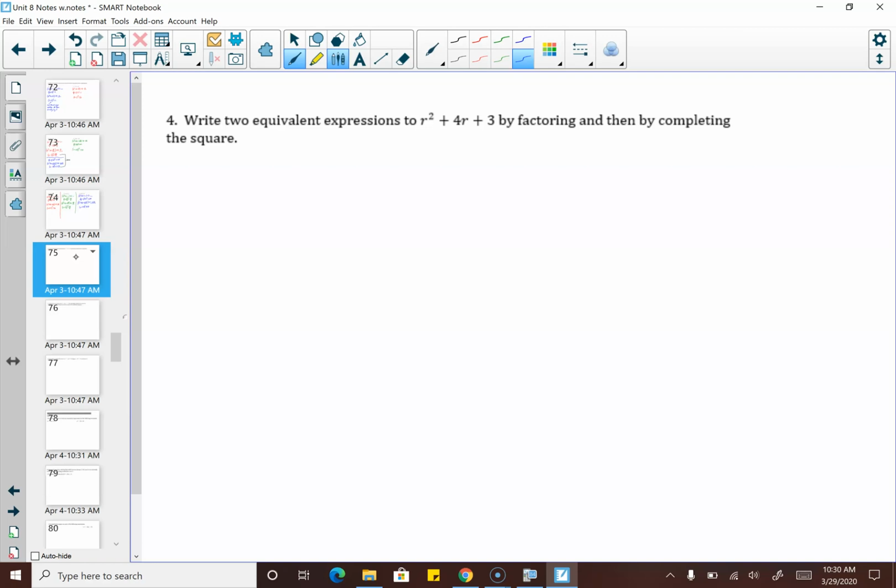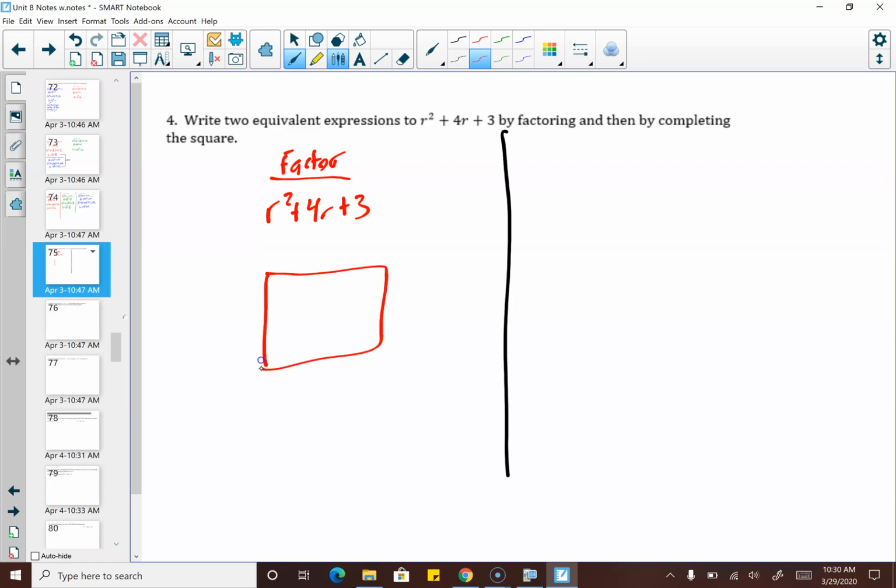We want to write two equivalent expressions to r squared plus 4r plus 3, first by factoring and then by completing the square. So let's look at our factoring piece first. If we have r squared plus 4r plus 3, everybody should be able to do this on their own. We have our 1 in front, we multiply, so it multiplies to be 3 and adds to be 4. Well, what does that? That's 3r and 1r.